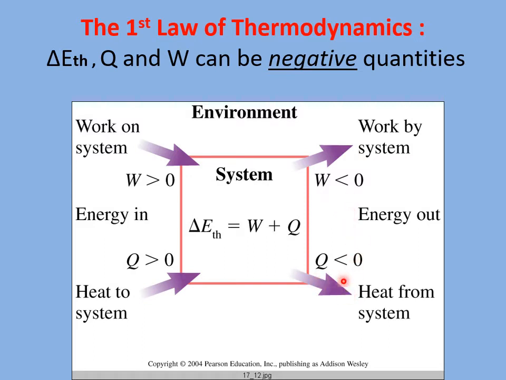Likewise, we can take heat away from the system. For example, if we take our system here, whatever it is, let's say our system is a container full of gas or hot water or something like that. If we place this system on a big block of ice, well, then heat is going to flow from the system to the surroundings, right? Remember, heat always flows from hot to cold. So in this case, Q, which is the amount of heat, would be a negative quantity, meaning the heat is actually leaving the system.